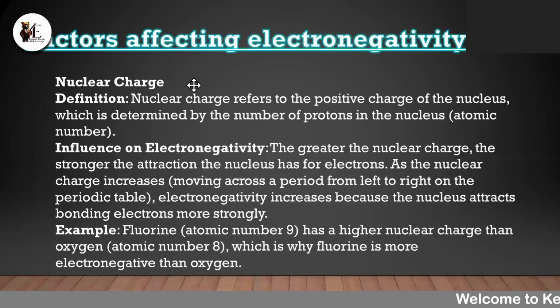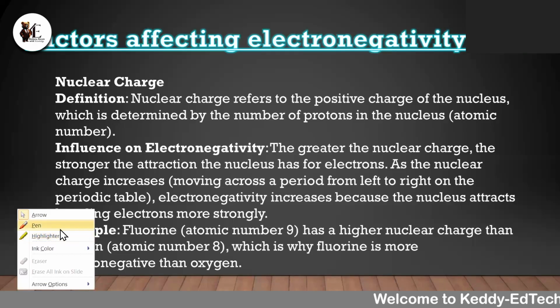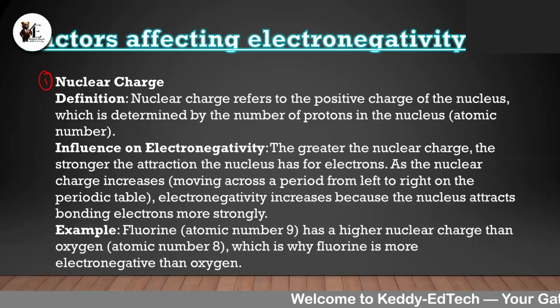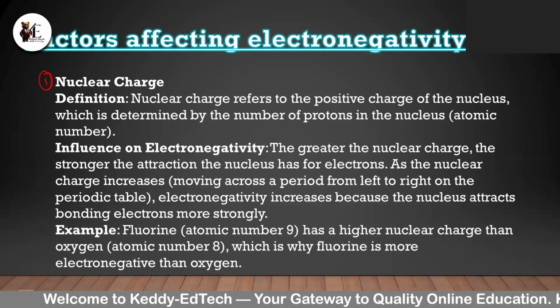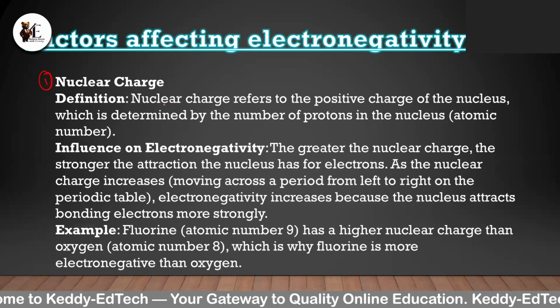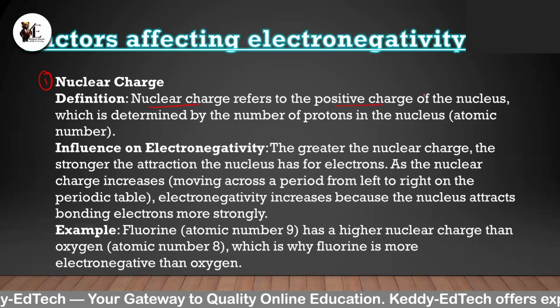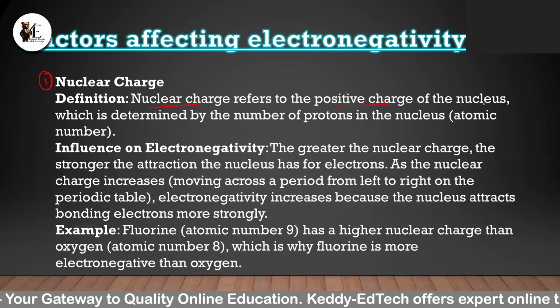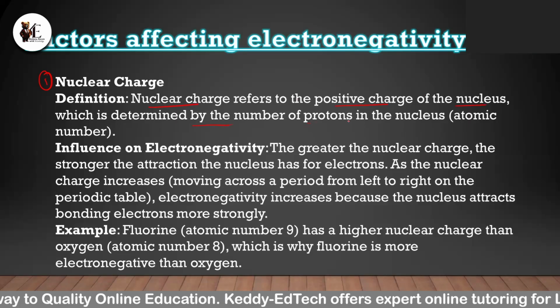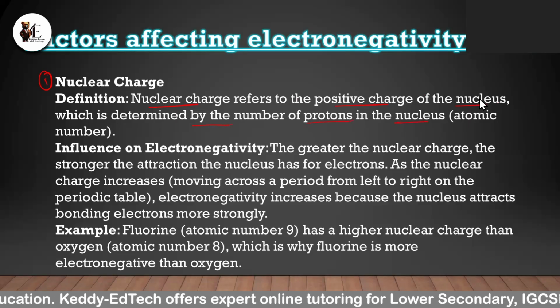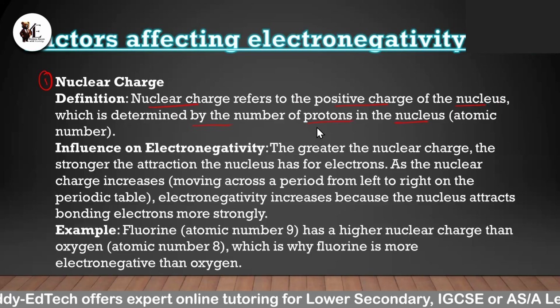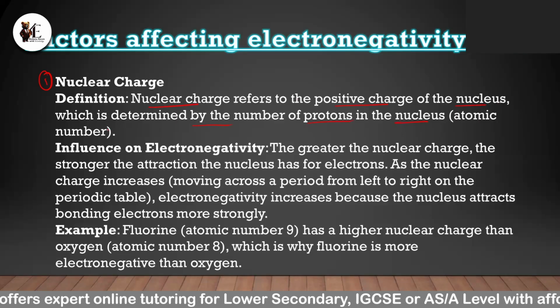What are the factors which are affecting electronegativity? The first factor is nuclear charge. That's why we are learning what is nuclear charge and what is effective nuclear charge, because this is one of the major factors which affect your electronegativity. What is nuclear charge? It refers to the positive charge of the nucleus, which is determined by the number of protons in the nucleus. Neutrons are also present in the nucleus, but they are neutral. That's why we consider the number of protons only.